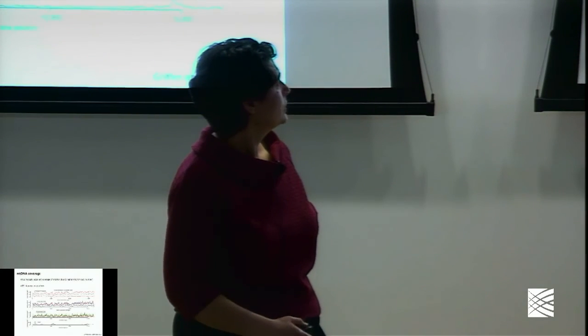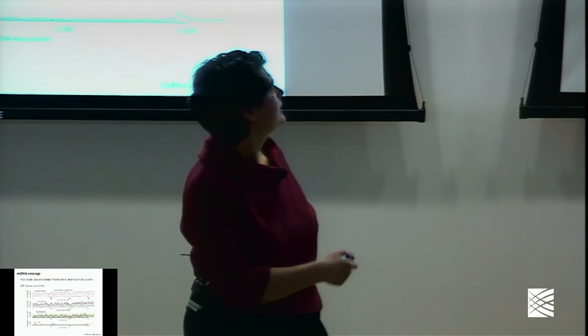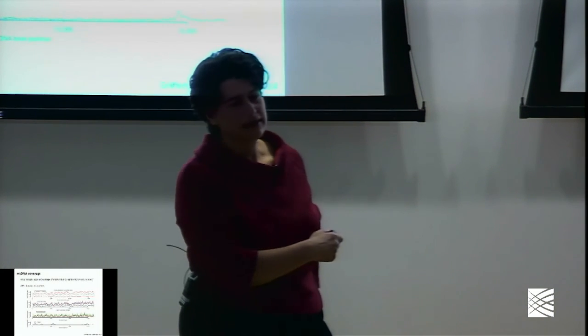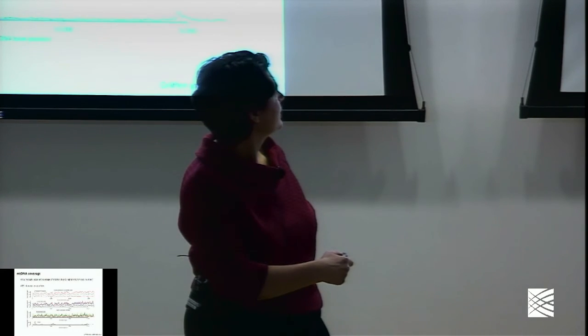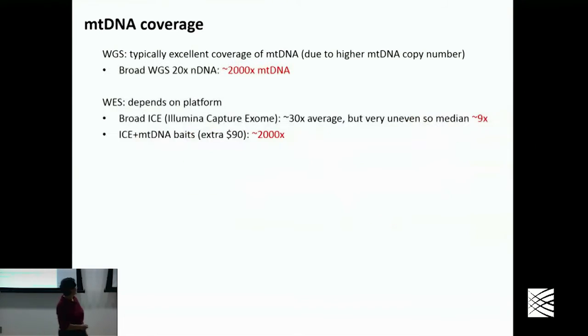The coverage in the whole genome sequence is usually excellent because there's so many copies of the mitochondria. For whole exome sequencing, it really depends on the platform. Older exome sequencing covered the mitochondria just fine. Then they tried to get rid of all the off-target reads, and they add blockers to the mitochondria, so you actually get very low coverage in the ICE genomes.